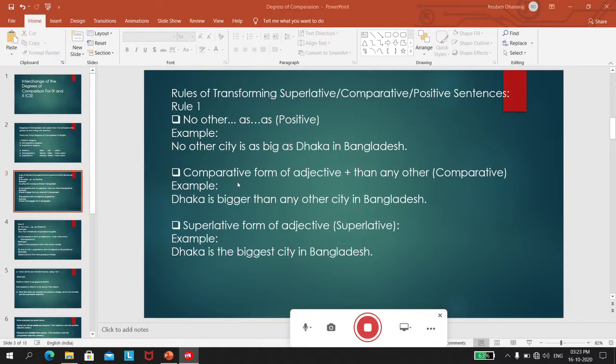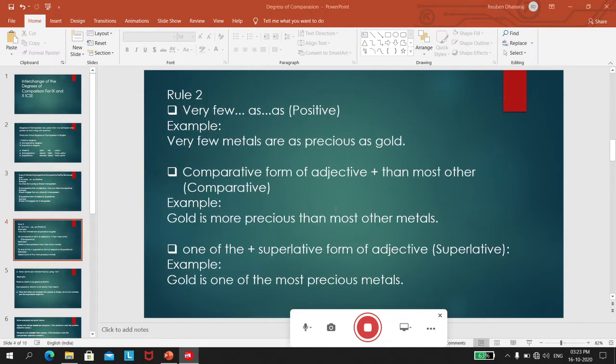So when you're changing it to the comparative form, it is the comparative form of adjective plus than any other. Example, Dhaka is bigger than any other city in Bangladesh. When you're changing it into superlative, the superlative form of adjective always takes the help of the article the. Dhaka is the biggest city in Bangladesh. Okay, let us go to rule number 2.